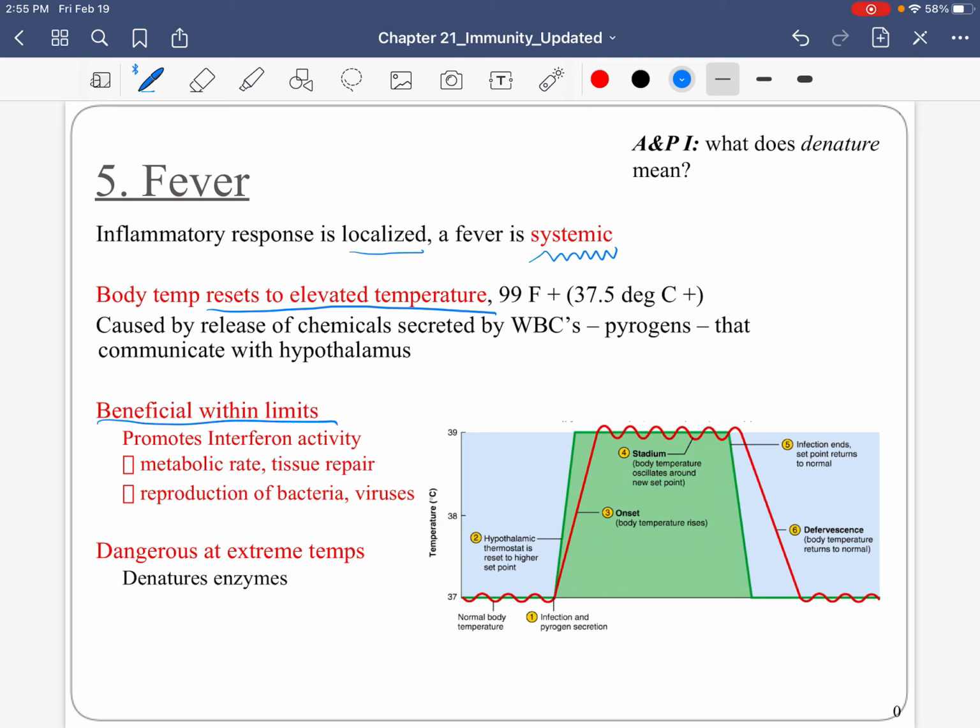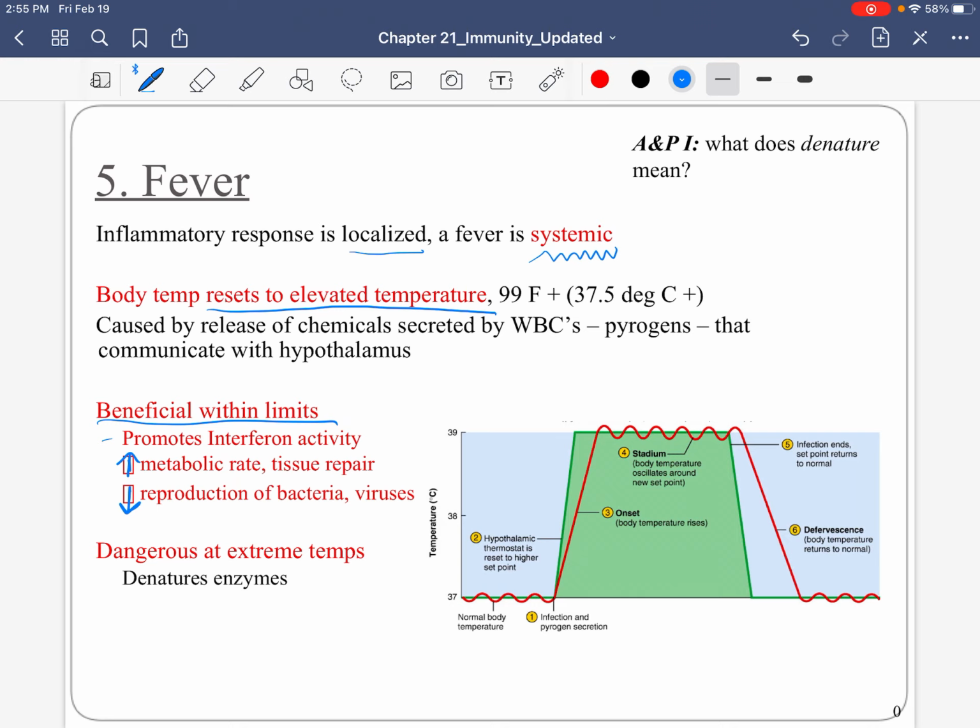Here's why. When we have a slightly elevated core temperature, our interferons work better. When we have a slightly elevated temperature, our metabolic rate goes up, which means we can do tissue repair better and faster. And we know that at a slightly elevated temperature, the ability for bacteria and viruses to reproduce goes down. All right, so this is absolutely part of our immune response.